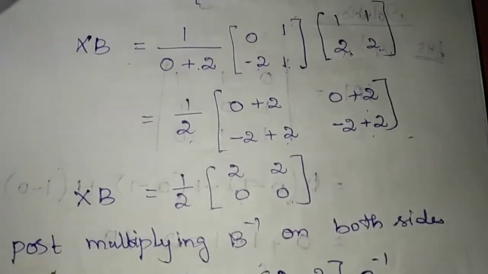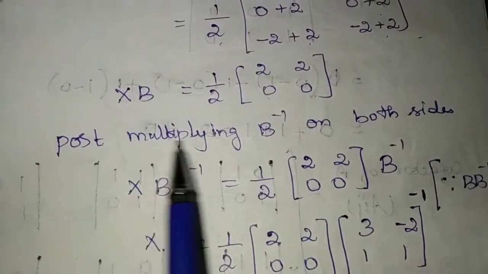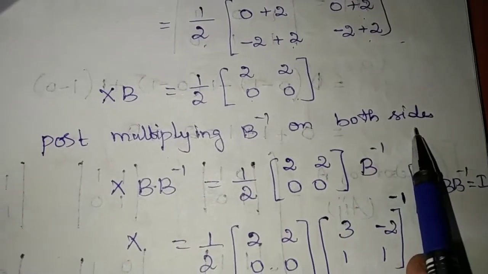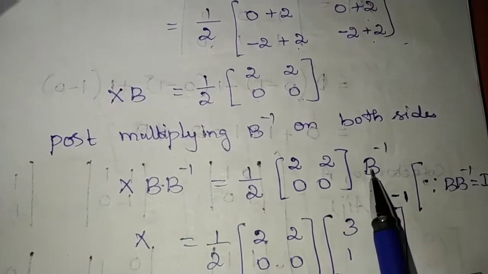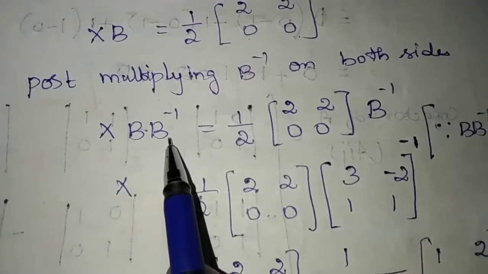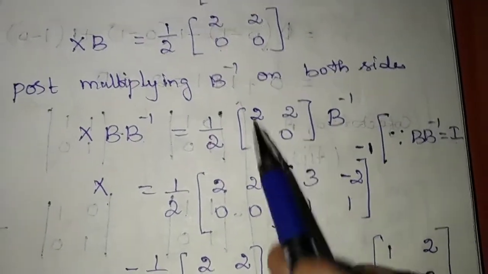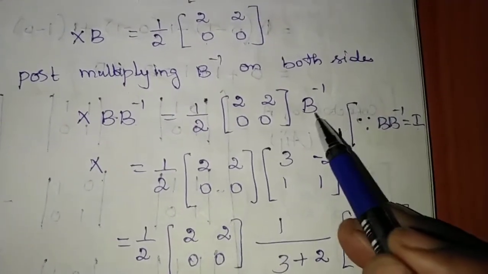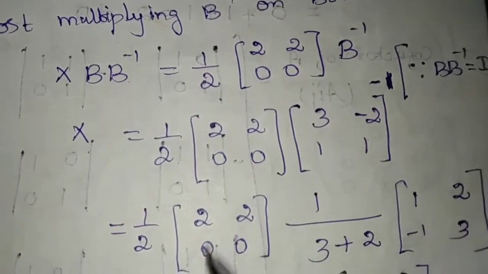Next again B is there, then post-multiplying B inverse on both sides. See that one, B B inverse equal to I, you know. Now B inverse, leave this. X equal to 1 by 2 matrix [2 2; 0 0] B inverse. B value given [3 -2; 1 1] and taking inverse.